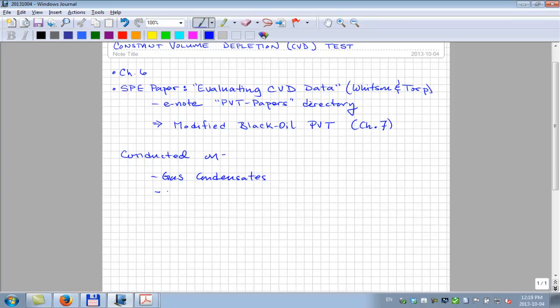But it also may be used for what I'll put as high GOR. I think we talked about greater than around 400-ish standard cubic meters per standard cubic meter oils. Sometimes these are called near critical or highly volatile oils. Okay, so that would be yet another set of new terms for you: near critical or highly volatile oils.